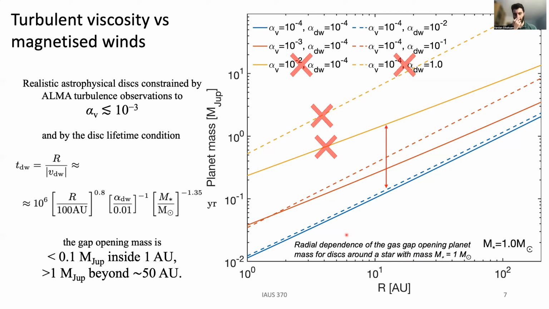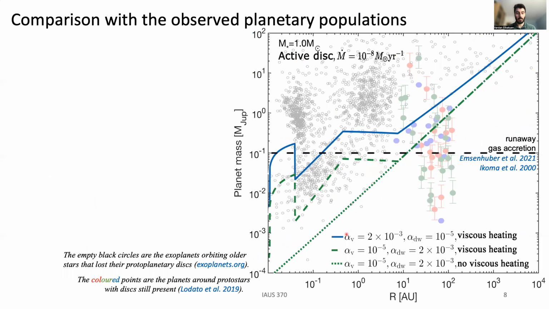Which means that giant planets must be formed in the outer part of the disk and then migrate inwards. And this result is rather weakly dependent on the stellar mass. So what we get from the observations, if we compare our result with the observations, as you can see here.